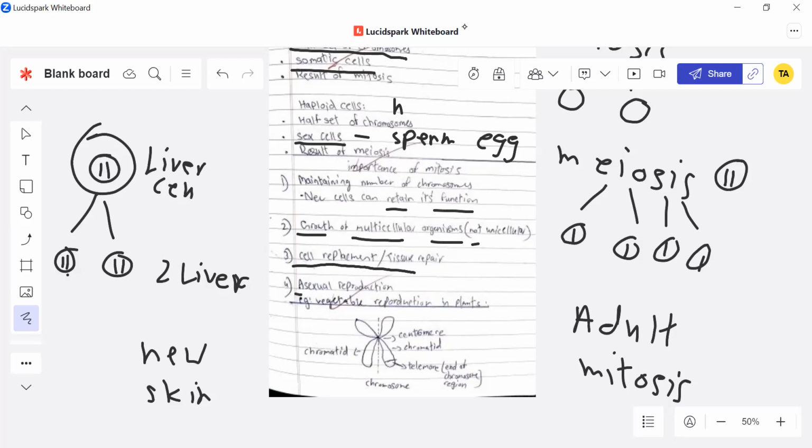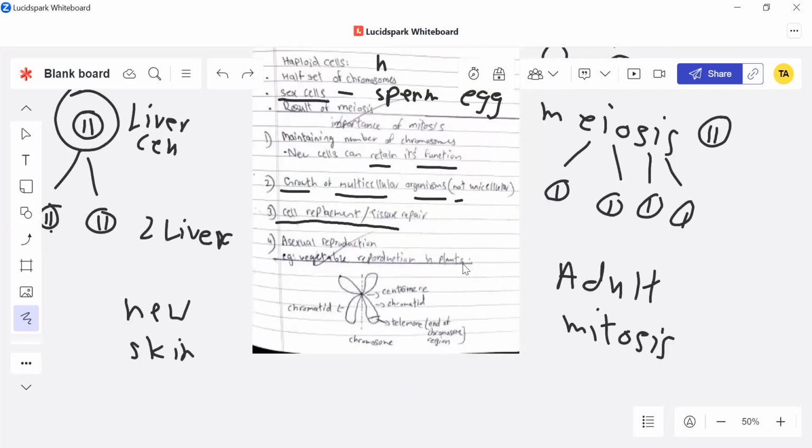And finally, asexual reproduction. This is not really that important, but this is another function. This is a separate topic, by the way. So asexual reproduction is also very important. So, 4 reasons why mitosis is important. Learn that. And now I want to explain the anatomy of chromosomes.